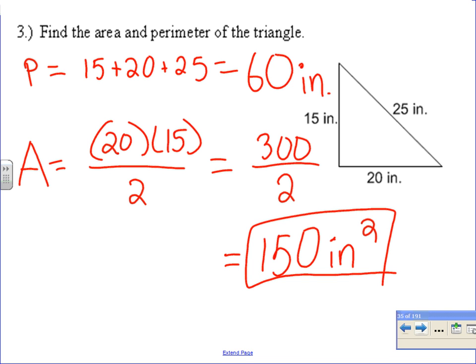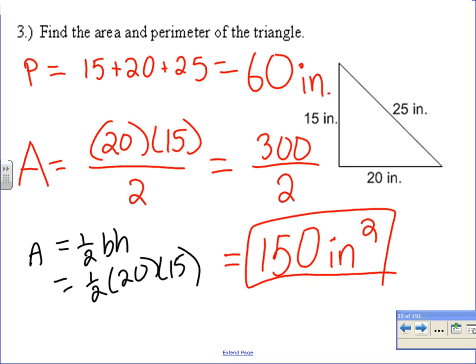Well, that's how I do it, but I didn't want to confuse you. So if you guys do it the other way, which is area is equal to 1/2 base times height, that would be 1/2 times 20 times 15. Half of 20 is 10. 10 times 15 is 150. That's why I like this way better. You don't need to do it this way. There's 2 ways. If you guys are more comfortable with this way, use this way.